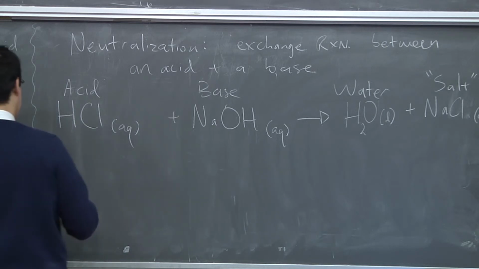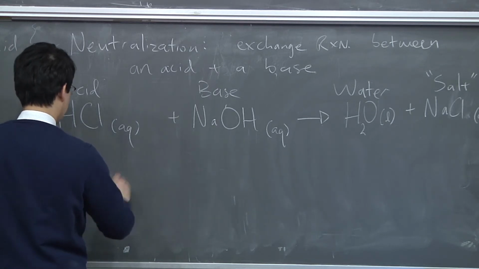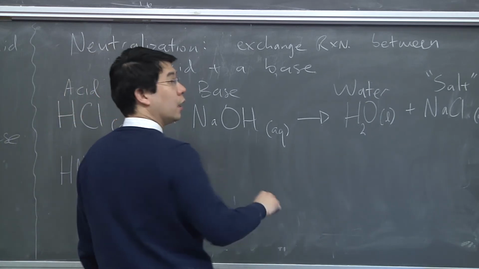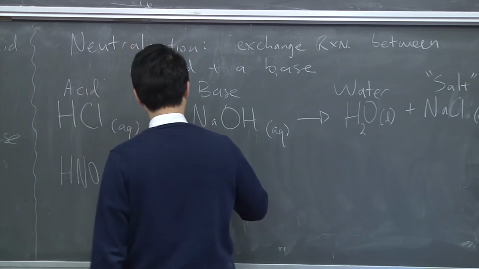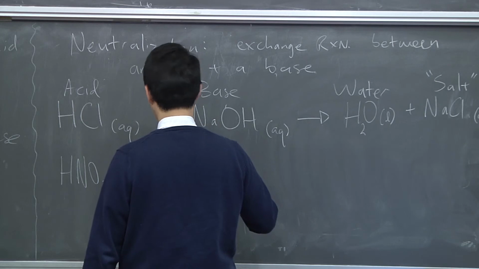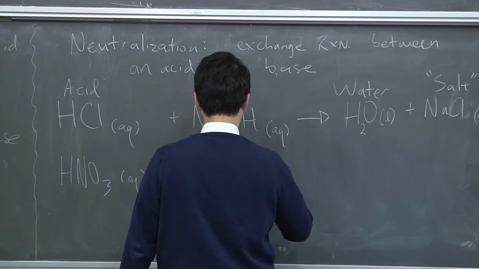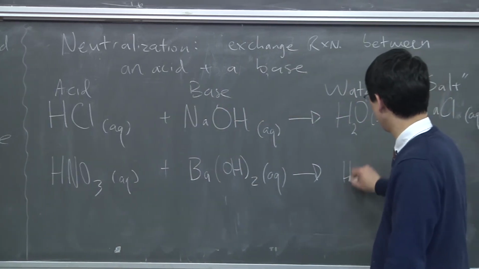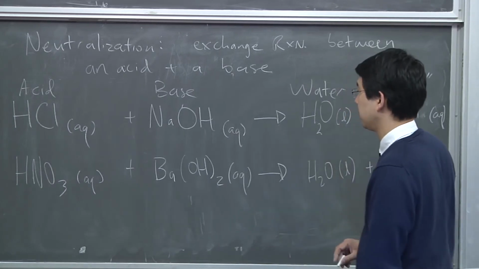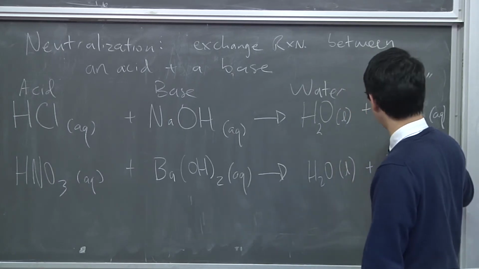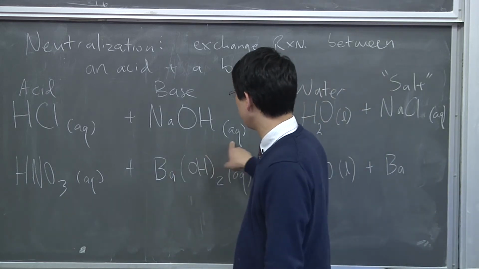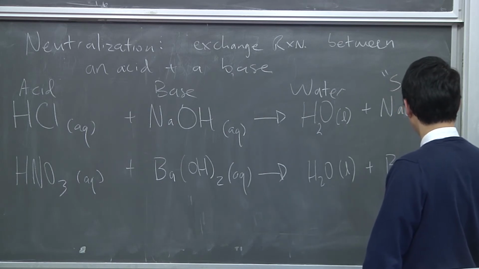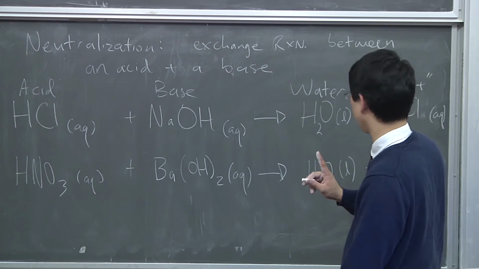So let's say we had HNO3 plus Ba(OH)2. That's going to give us what? H2O and Ba, not quite. Ba is 2 plus. NO3 is minus. You're going to cross, right? So it's going to be Ba(NO3)2. That's going to be aqueous because it's a nitrate. And we're going to have to balance. This one we're going to have to balance, I think.